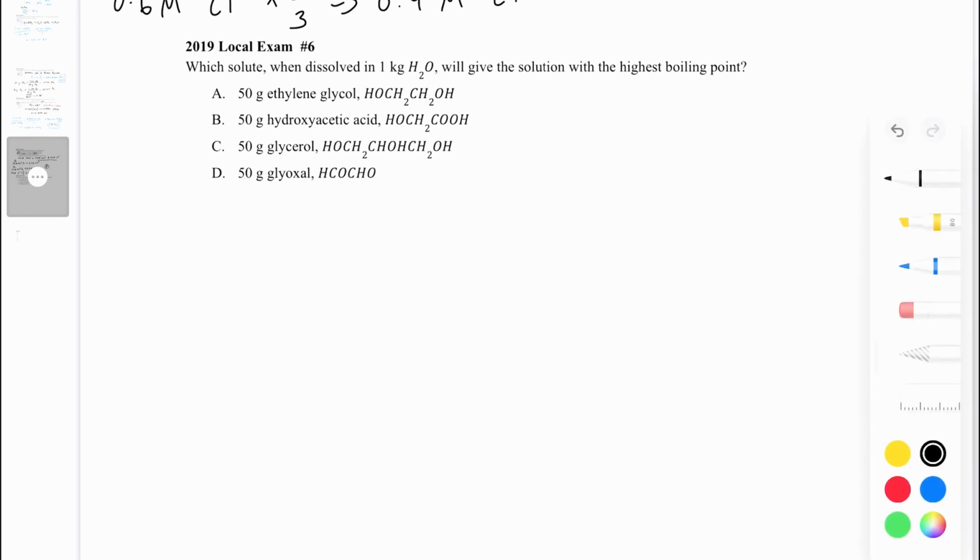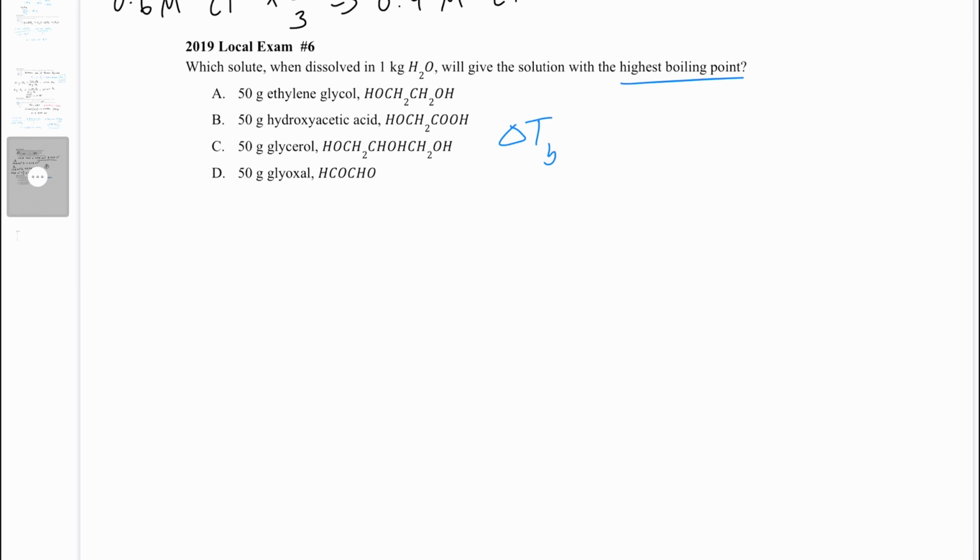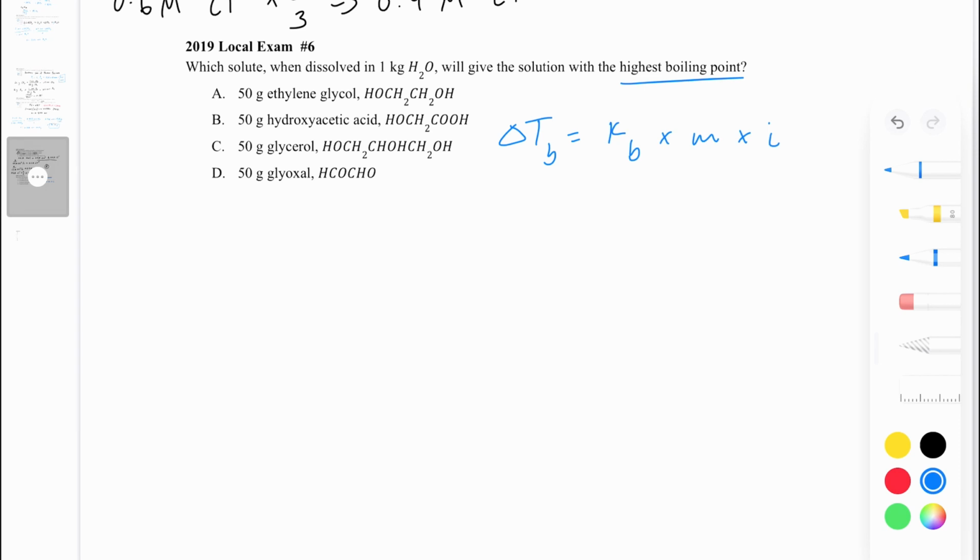So again, question 6 always ends up being one of those colligative property questions. And since we're dealing with boiling point, you know that the change in boiling point is going to equal Kb times the molality times the van 't Hoff factor. Since we're trying to find the highest boiling point, we're going to be trying to maximize this number right here.